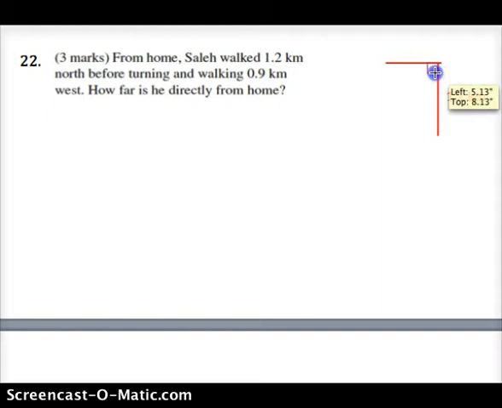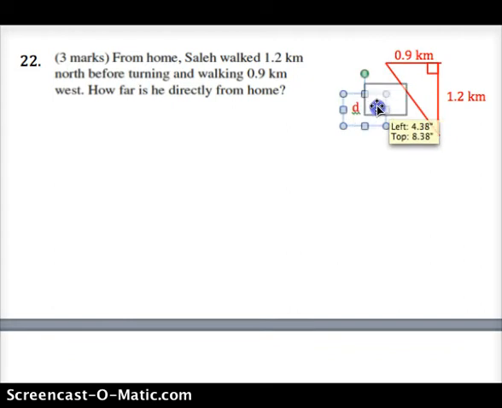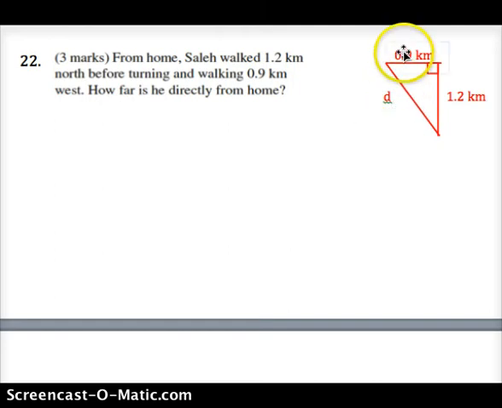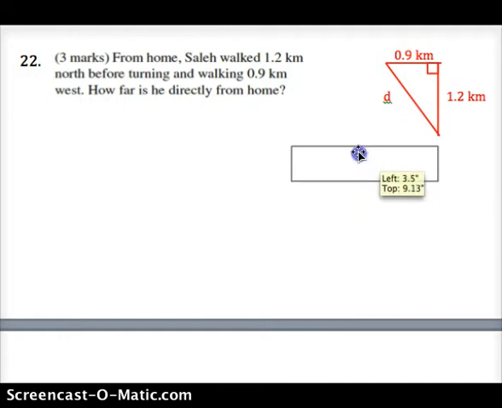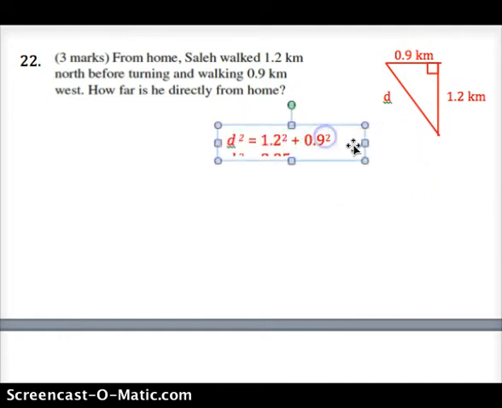So I'm going to put a little right angle in there as well, and I'll put that distance there, 0.9 kilometers. And then we're asked how far is he directly from home. So I'm going to put Saleh ends up there. So Saleh starts here, goes up north, turns west, ends up there. We want to work out this distance here from home. So remember, D is the hypotenuse. So we've got D squared equals 0.9 squared plus 1.2 squared. So we'll just start off with that. And then we can start to work it out.